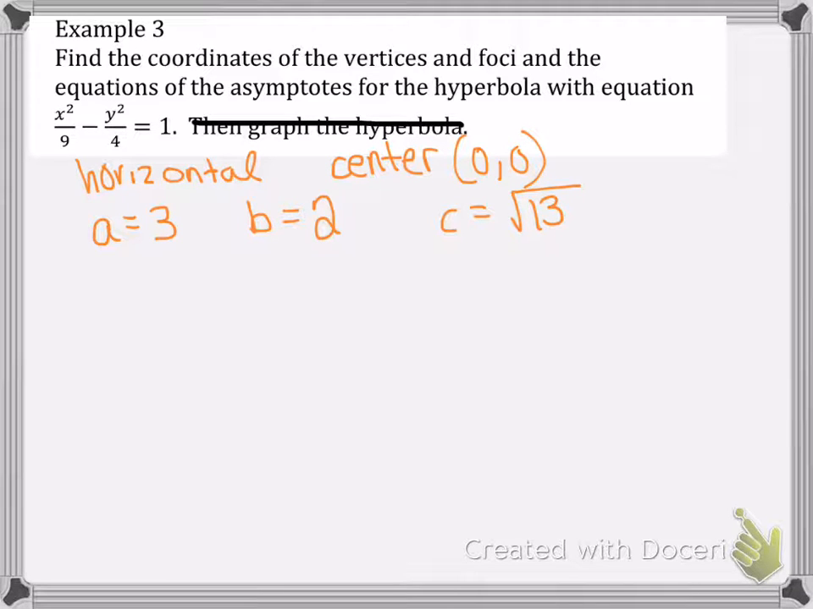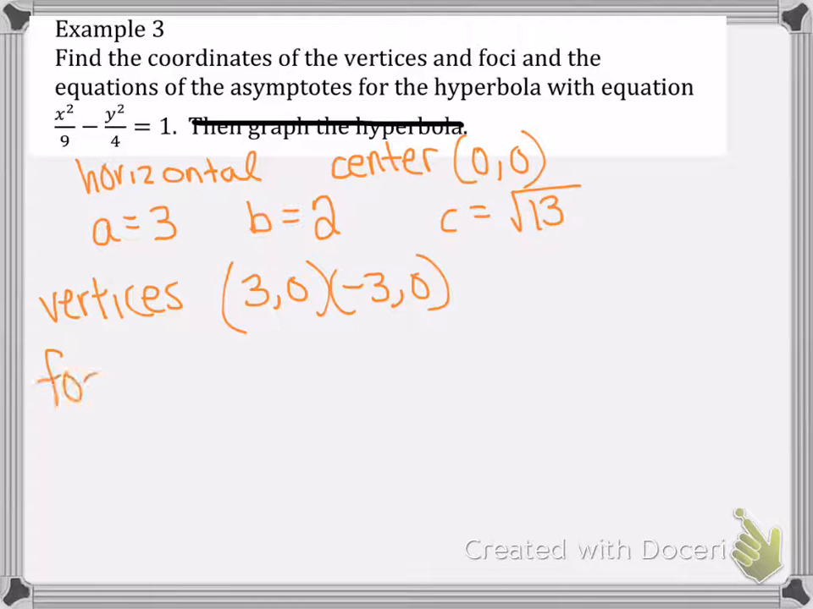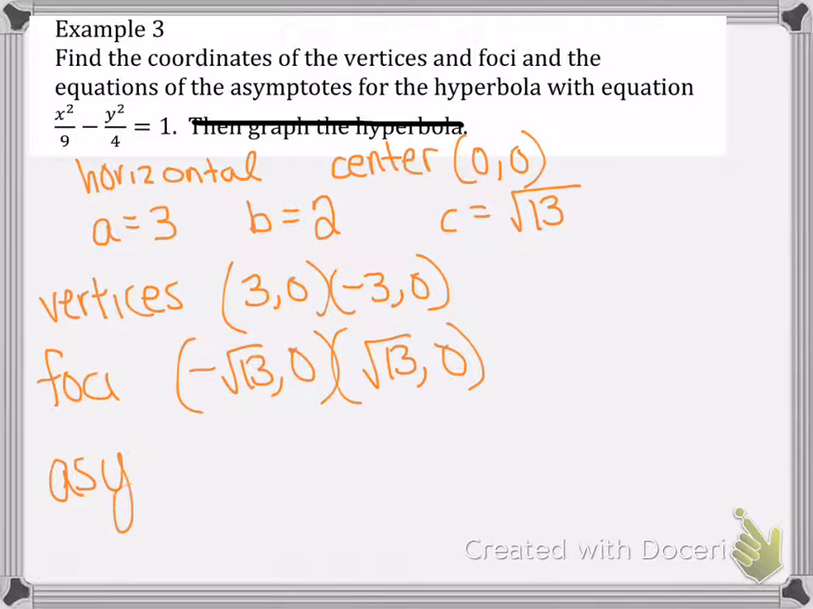Now it's a matter of plugging some stuff in, checking my formula sheet. So my vertices, since it's horizontal, are going to be 3, 0 and negative 3, 0. The foci are going to be negative root 13, 0 and root 13, 0. And then your asymptotes are y equals plus or minus b over a x. Let's try one that's a little bit harder.